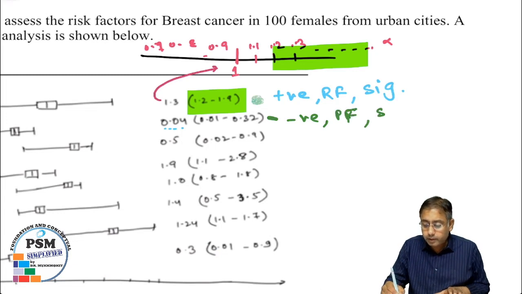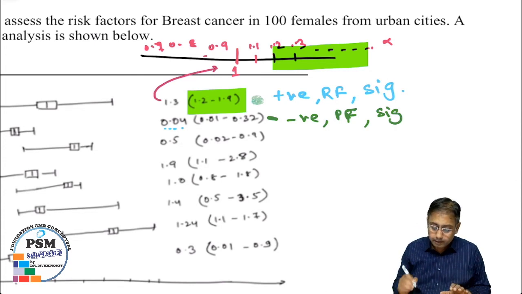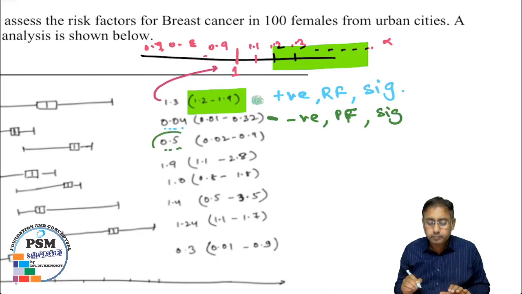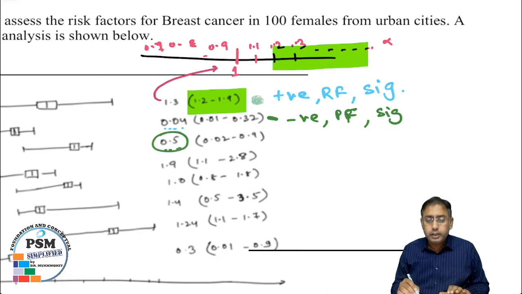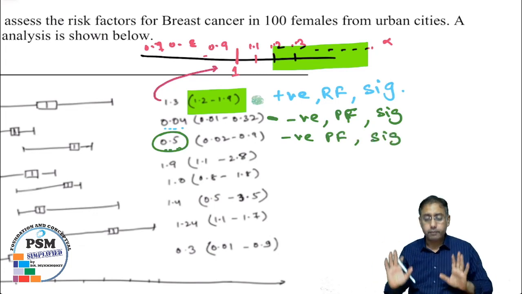And it is significant. Why? Because why do we say significant? It is negative all the time. Second, third, if you see this odds ratio is 0.5, it ranges from 0.02 to 0.9. It is also a negative odds ratio. It is a protective factor. It is again significant. It is all the time negative.